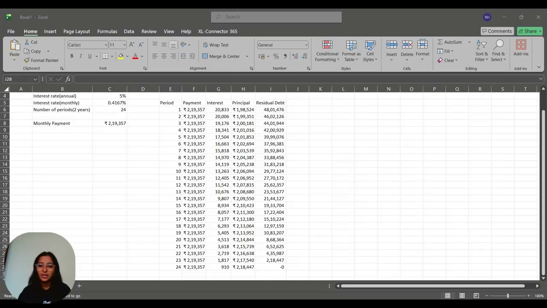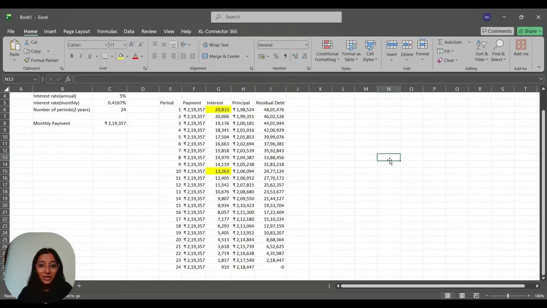So you can see here that the interest drops, around here on the 10th month. Let's just highlight this one and this one. So you can see here that the interest drops from 20,833 to 13,263, which is almost 7,000 decreased.